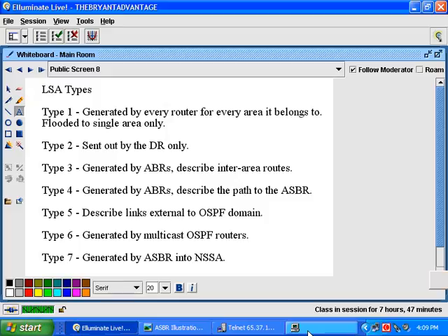But the key that you need to know right now is that these type 7 LSAs are flooded throughout a not-so-stubby area, but they don't leave that area. What actually happens is they're converted into type 5 LSAs and then sent out of the NSSA. So one more time, as far as type 7s go, the big detail to keep in mind: they're generated by the ASBR. They are sent into a not-so-stubby area and flooded throughout the NSSA. But type 7s never leave the NSSA. They are converted into type 5 LSAs and then sent out.